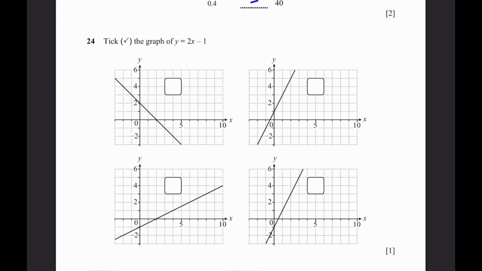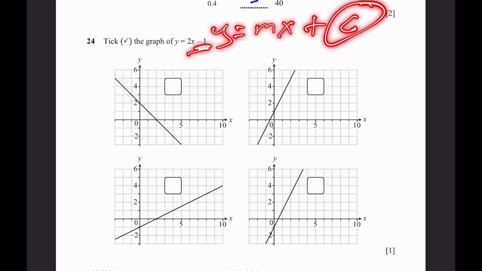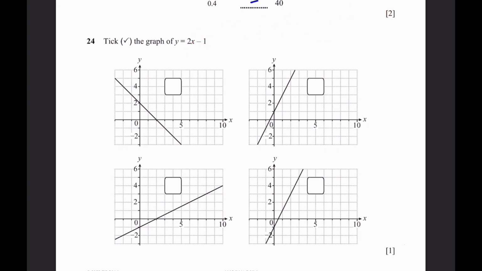But which one? We can take note of the second part. In y equals mx plus c, the c here is minus 1. Because c is the y-intercept, the line intersects the y-axis at minus 1. The fourth option is the correct option.